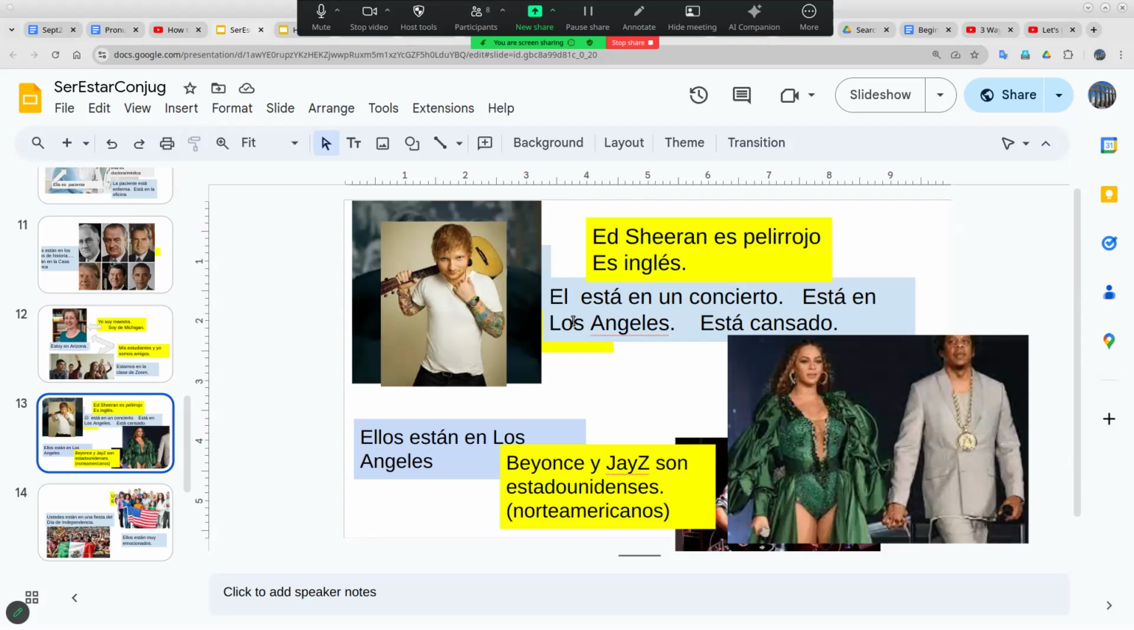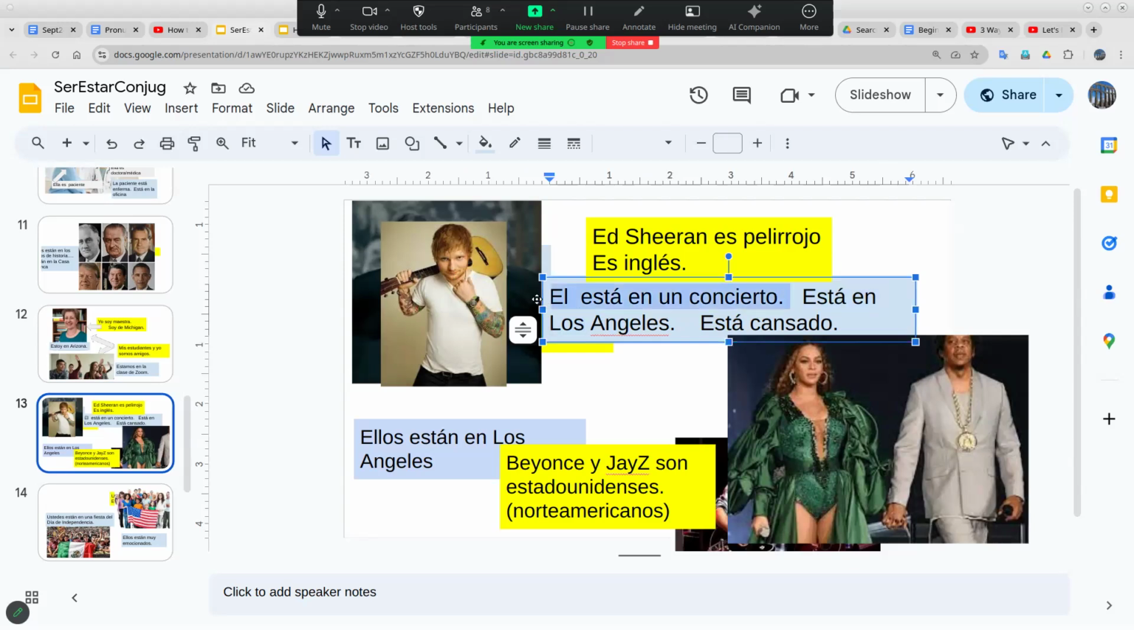But él está en un concierto. Maybe his location is he's at a concert. Concert is a location. It's a place. It's not where he was born. It's where he is now. Está en un concierto.